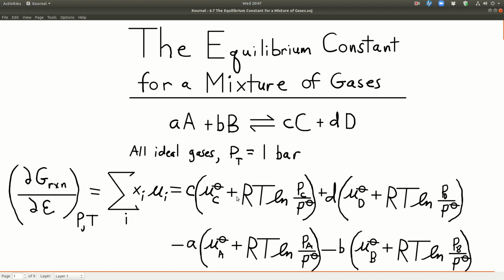So we developed earlier that the partial of G with respect to the extent, constant P and T, is equal to the sum of the coefficients times the chemical potentials of the species, which is equal to products minus reactants, coefficients times the chemical potential under standard conditions plus RT ln of the ratio of the partial pressure of that species to 1 bar. And so we developed this equation earlier, now let's use it.